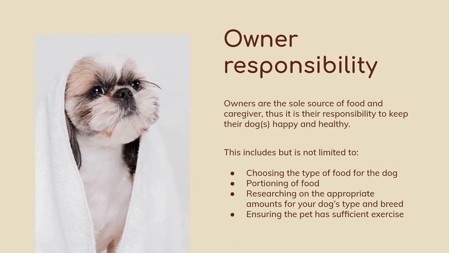The next is owner responsibility. Since owners are the sole source of food for their pets, it is their responsibility to keep their dogs happy and healthy. This includes, but is not limited to, choosing the right type of food and portion size for the dog, researching the appropriate amounts of food required for the dog's age and breed, as well as ensuring that the pet has sufficient exercise.